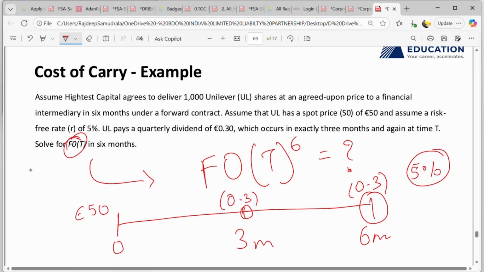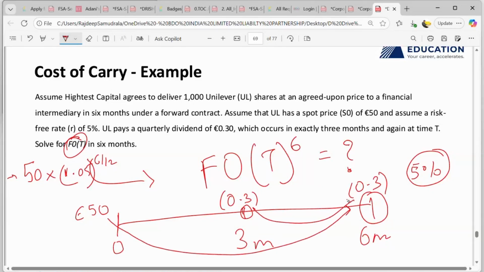So what's the cost? Let's do it. What's the cost of 50 in 6 months? 50 into 1.05 raised to 6 by 12. Is that correct? Yes, sir. Right, after 6 months that will give me so much. What about this 0.3? After 3 months, how much will it give me? 0.3 will be into 1.05, but it's 0.3, so it'll be 3 by 12. 3 months by 12 months, right?